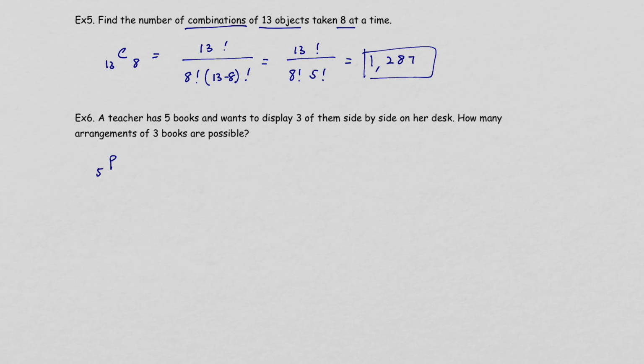Out of 5 books, picking 3, so that's going to be 5 factorial over 5 minus 3 factorial, which is 2 factorial. This gives you 60 arrangements.